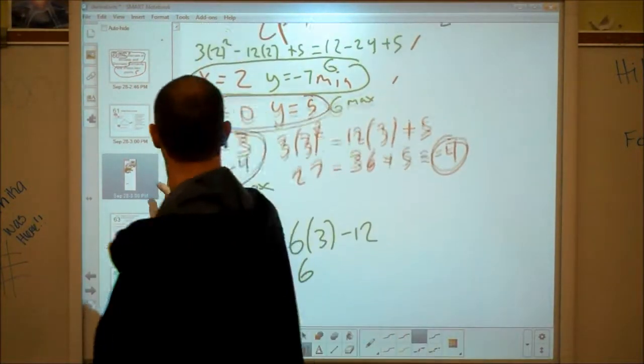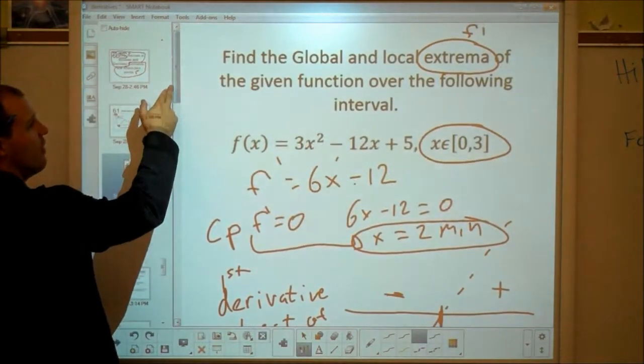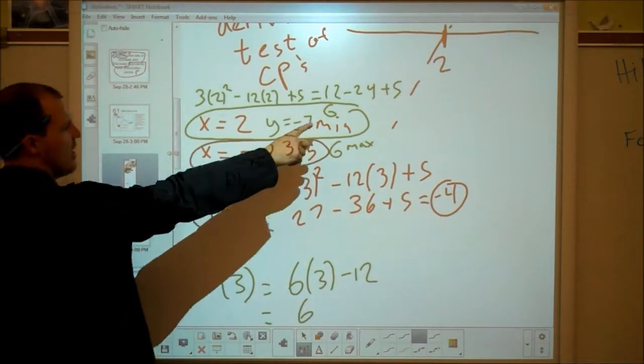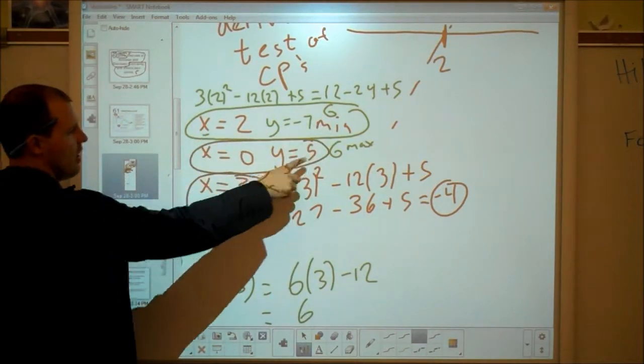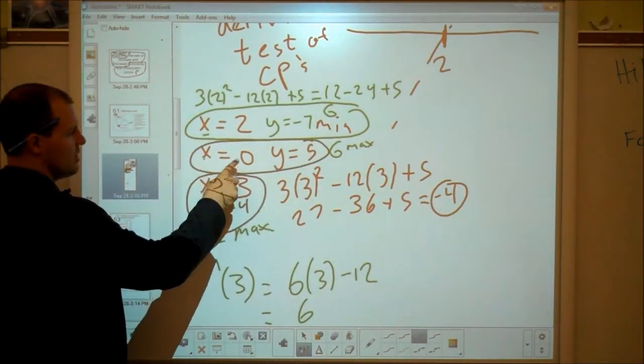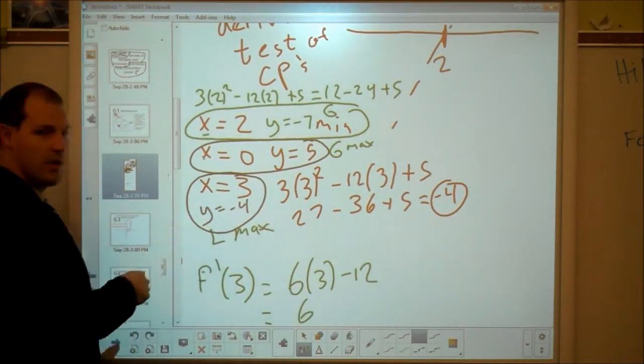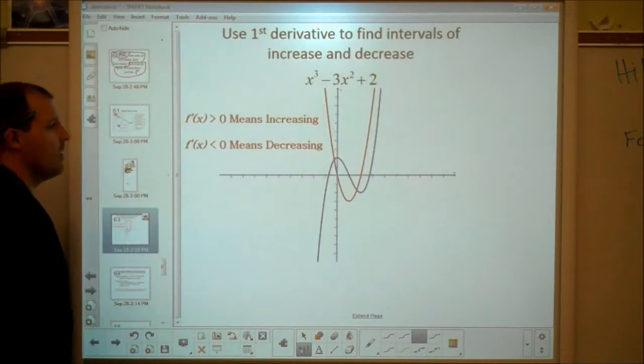So let's double check the question and see if we answered it. It asked for all global and local extrema. We did that. They're right here. You've got a global min, which occurs at x equals 2, a global max, which occurs at x equals 0, and you have a local max that occurs at x equals 3. That's done. Okay, let's do another one.